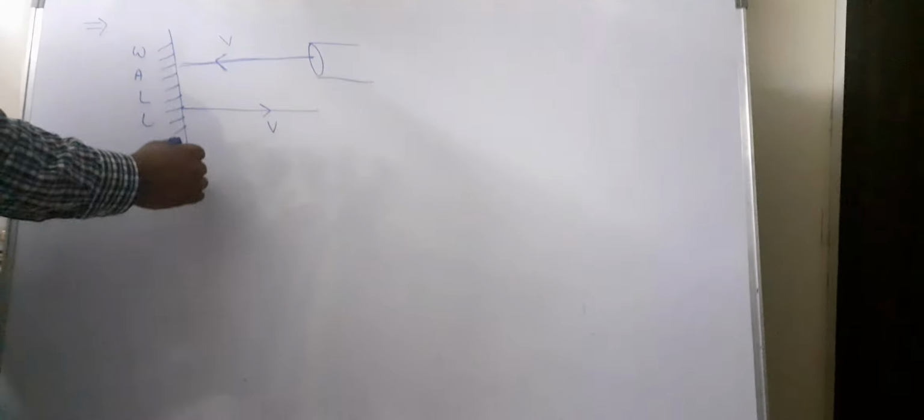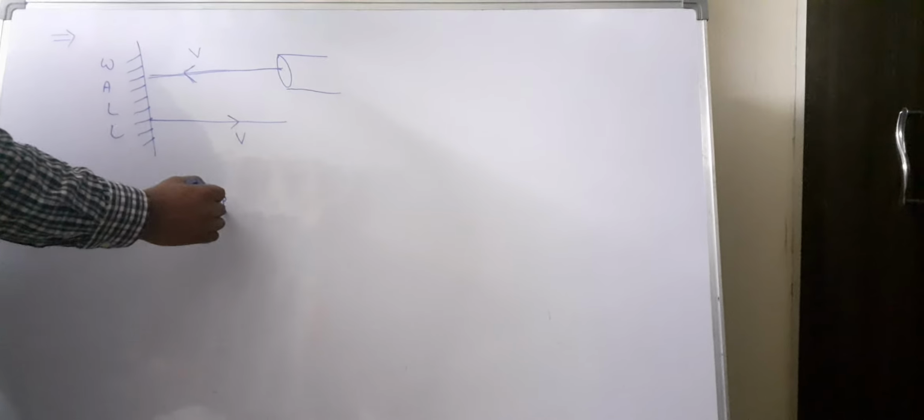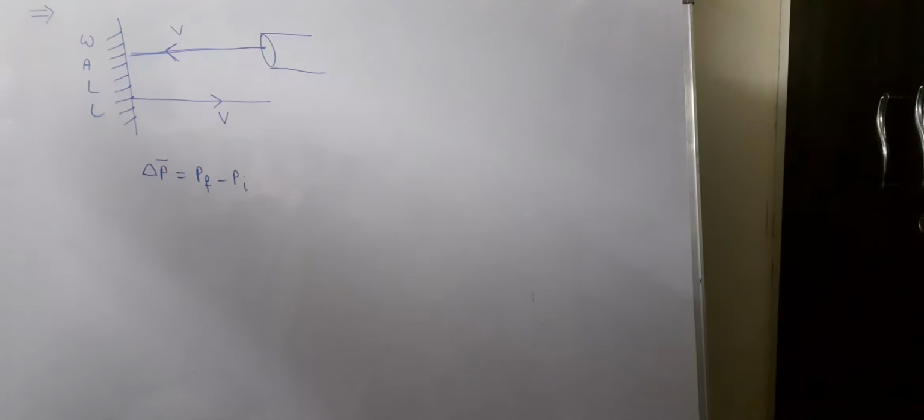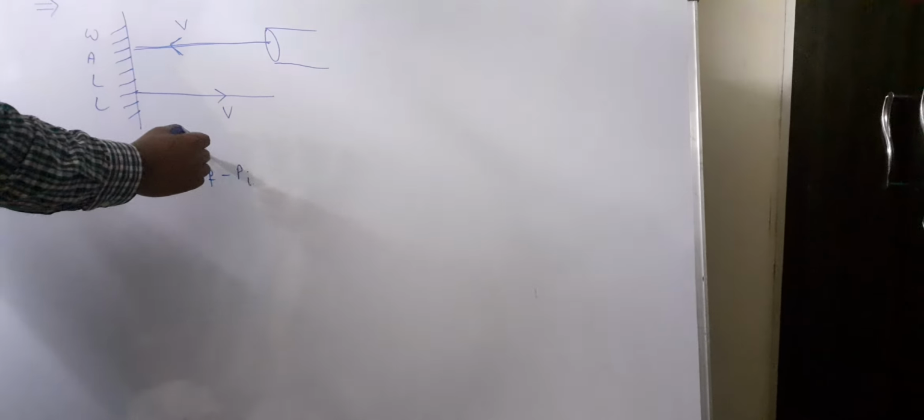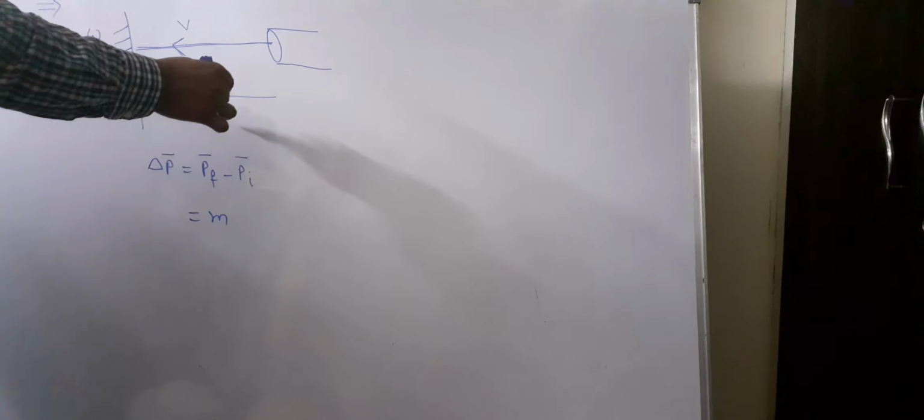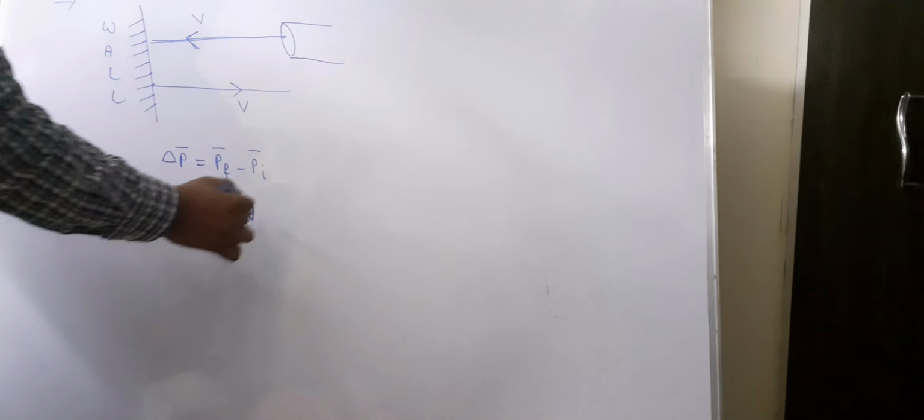This water hits a wall and rebounds with the same speed. In this situation, find the change in momentum. Change in momentum is written as final momentum minus initial momentum. Here momentum is a vector, so the final momentum is written as mass times final velocity, mv.